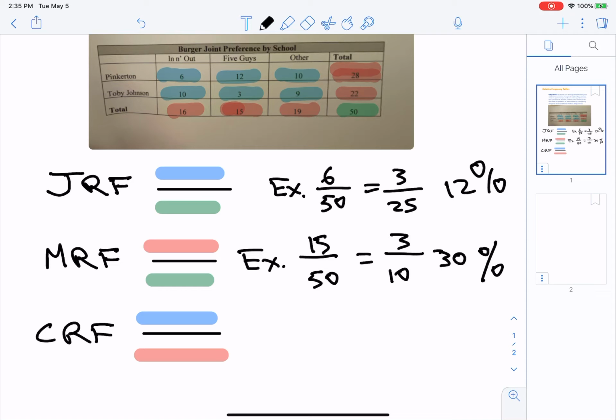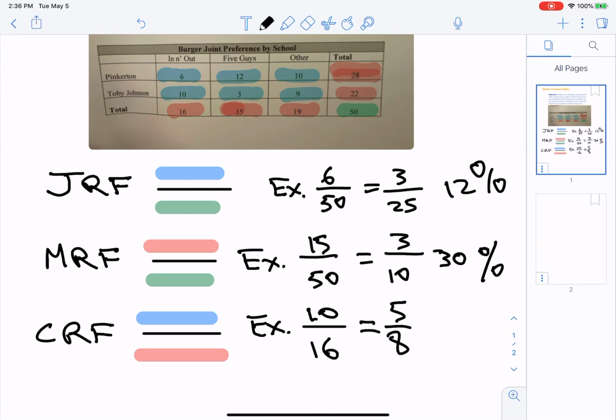Well, here the denominator, the way I said that, we're looking at the total people who prefer In-N-Out, which is 16. So notice that the denominator in the conditional relative frequency is going to be different from the other ones. It's the red. Here in this case it's all the people who prefer In-N-Out, and the number of people who prefer In-N-Out who go to Toby is 10. So reduce that again. This is going to be 5/8.